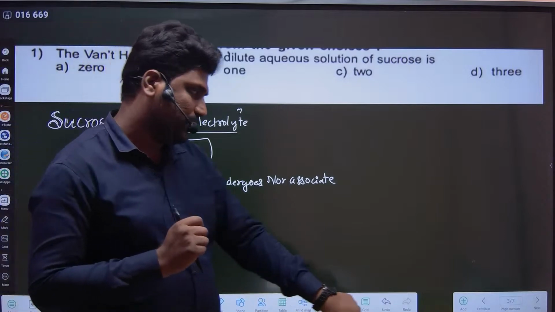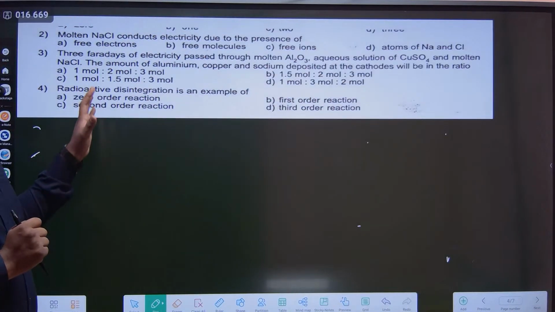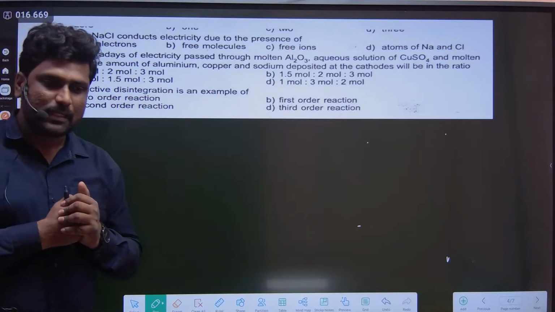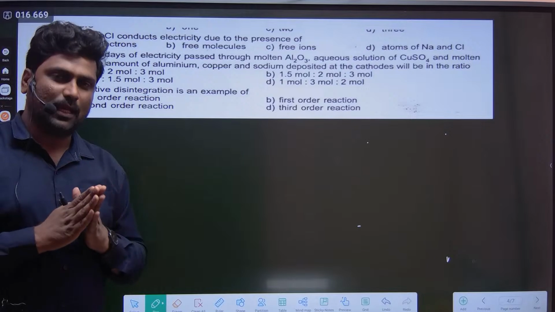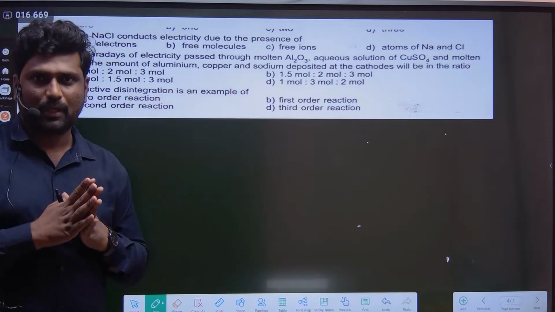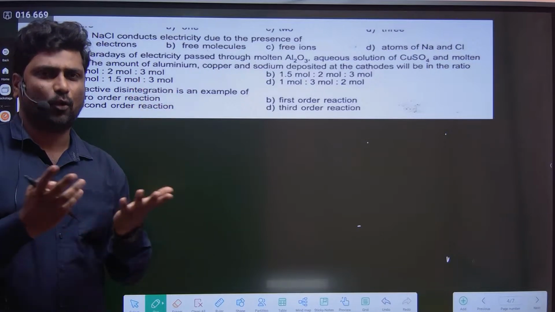So next question, the second question. If you check the second question: molten NaCl conducts electricity due to the presence of. See, molten NaCl, this belongs to the electrochemistry unit, that is the second unit. The topic is electrolysis of electrolyte.